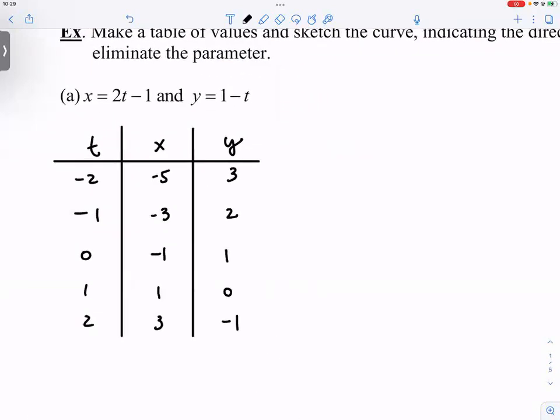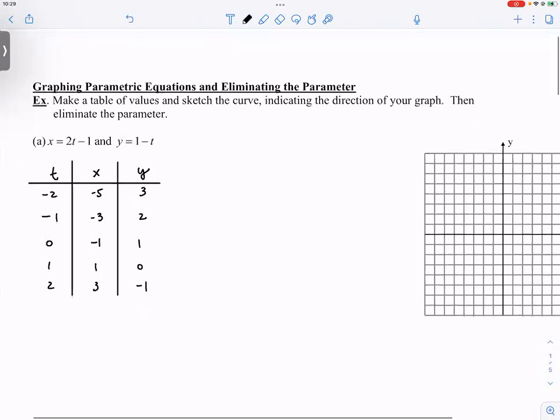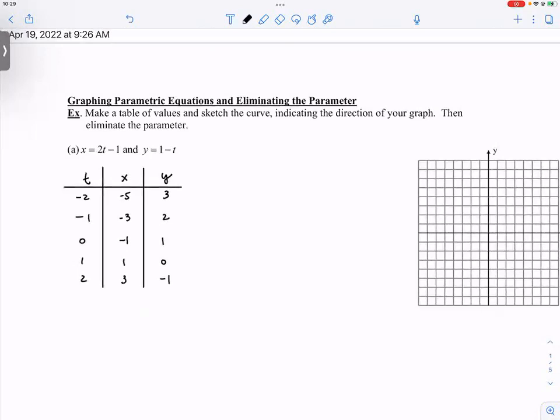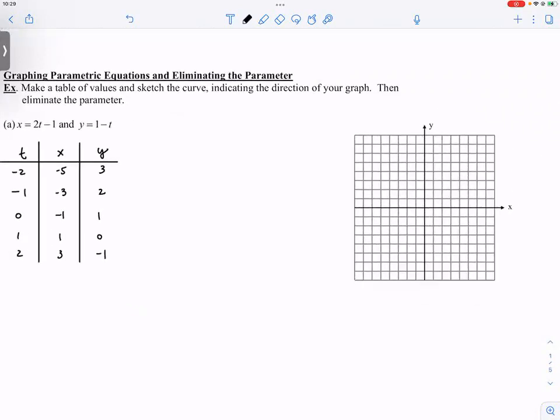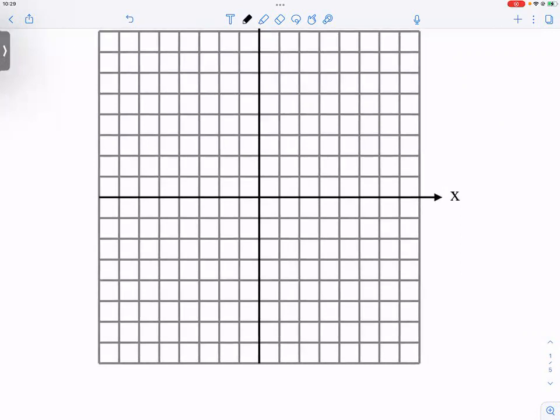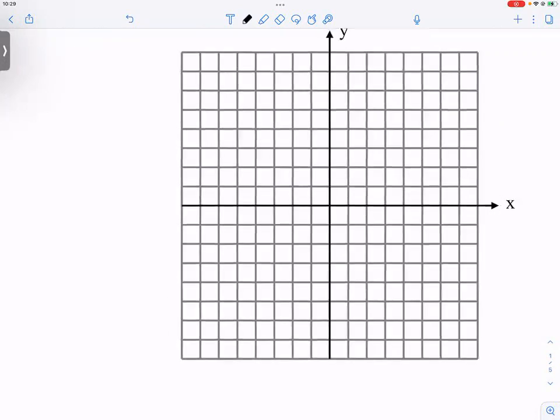Now, if you are very sensitive to numbers, you may see something quite special with the x. The change of x is always plus 2. The change of y is minus 1. Okay, now let's go ahead and plot these points over here in the graphing area. So you have negative 5, comma 3. We have negative 5, comma 3 right here, right?